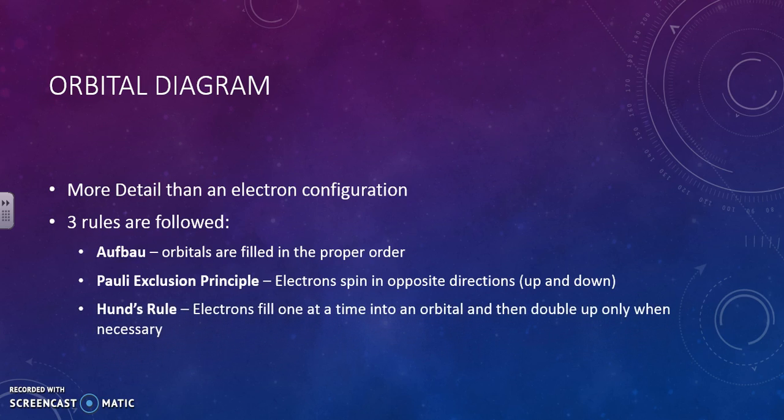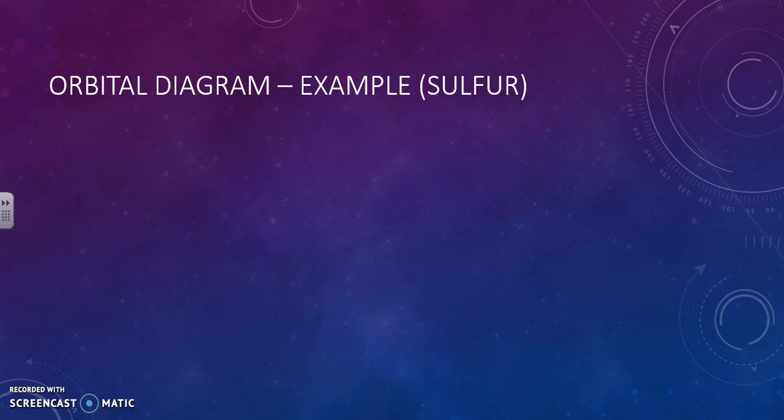The third and final rule that is going to help us during an orbital diagram is called Hund's rule. Now, Hund's rule basically says that as electrons are filling into open orbitals, they'll fill in one at a time, spacing themselves as much as possible, and only when they need to double up will they double up inside of an orbital system. So let's look at an example of what an orbital diagram actually even looks like.